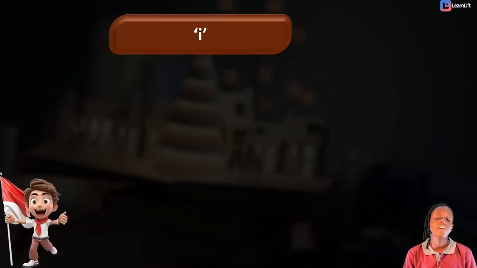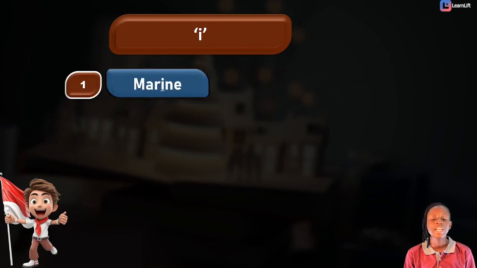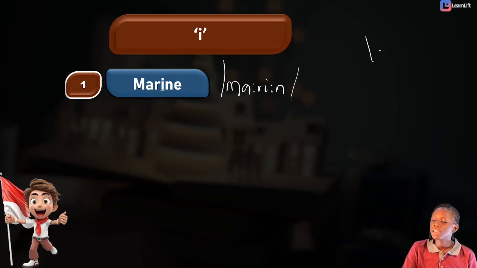Okay, moving on to the next one quickly. We have I as the next spelling form. That means there are words that have I in them and have the E sound. Look at those words. We have one. We have marine. Now, marine is transcribed as these.